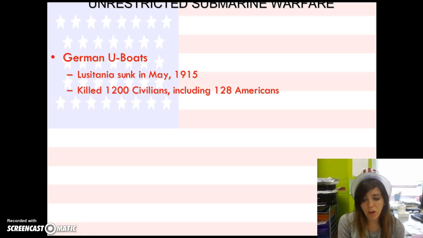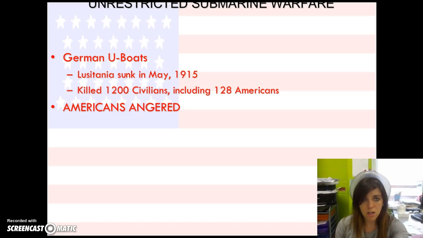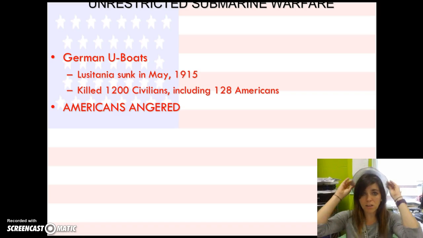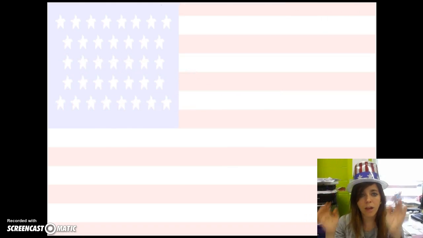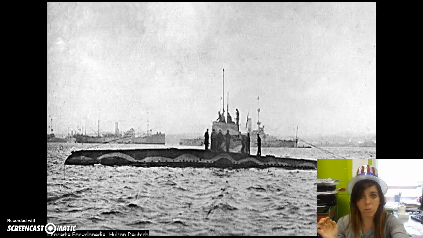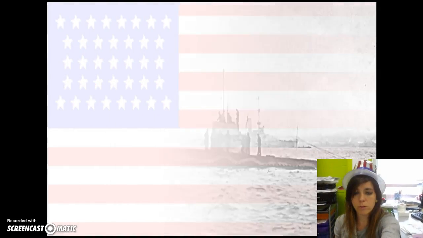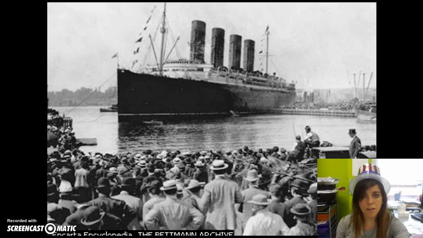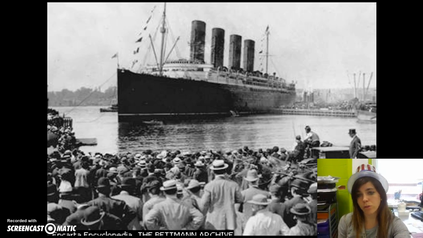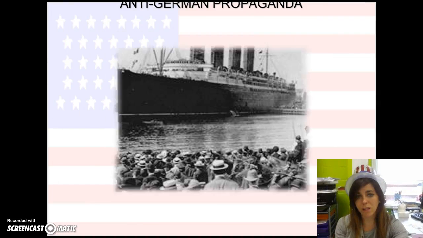But the Germans said nobody can come in our waters because they don't know who is bringing resources to the Allied effort. This angered Americans very much so, and that's going to be one reason why they joined. So that's a U-boat. Sorry, going fast. And then this is what the Lusitania looked like. It was basically like the Titanic.